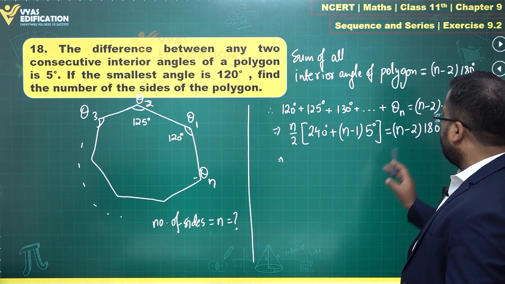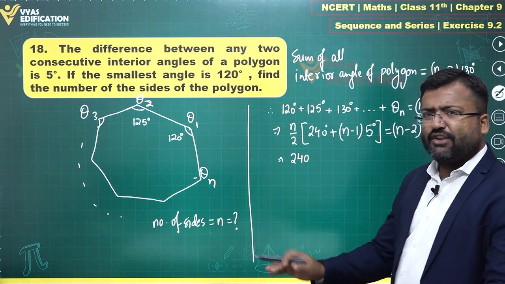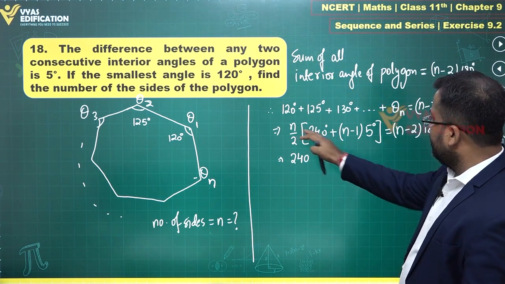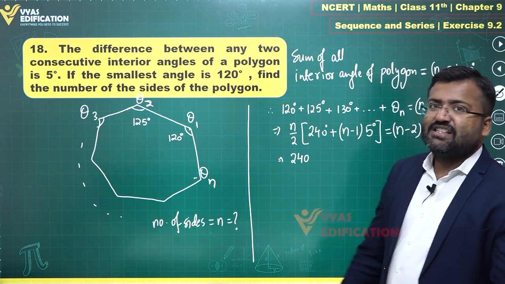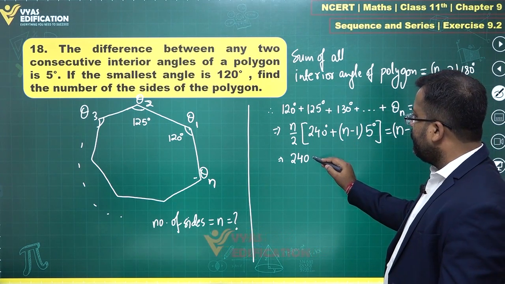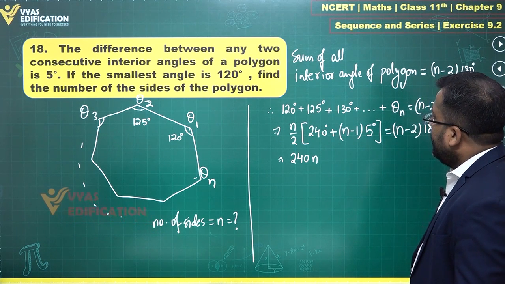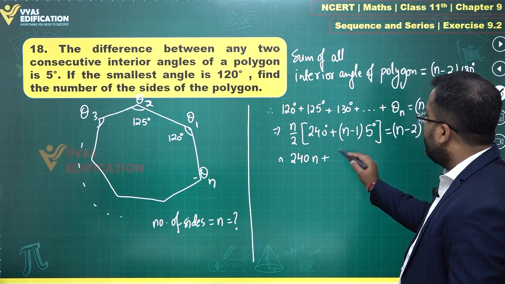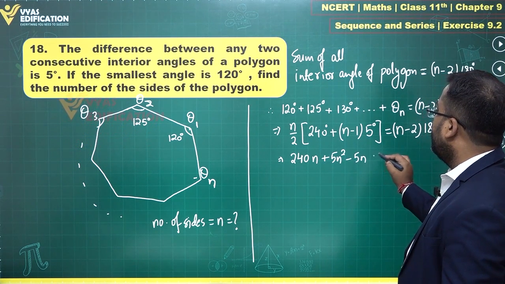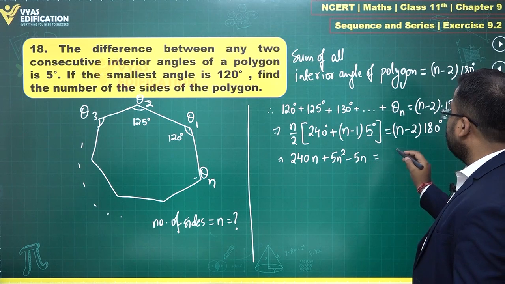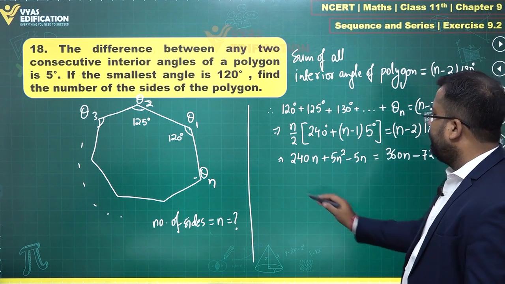This 2 can be brought over here. This is 240 degree times n. Now let's forget those degrees. This is a degree term, this is a degree term, this is a degree. Units are consistent, right? And n is a number after that. So let's forget those degrees. This is 240n. It will not make a difference, therefore. Okay, 240n plus 5n times n minus 1, which is 5n square minus 5n, is equal to 180 times 2n, which is 360n minus 720. This is what you will get.